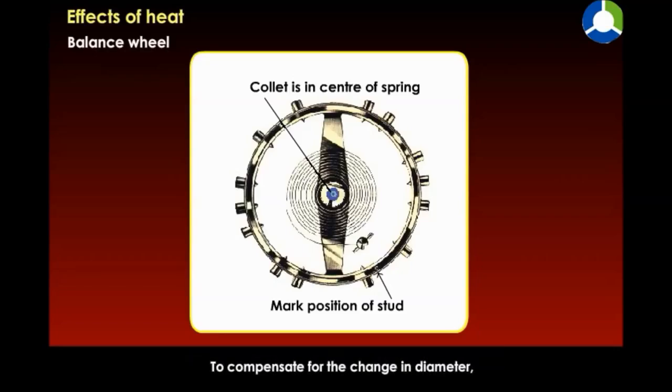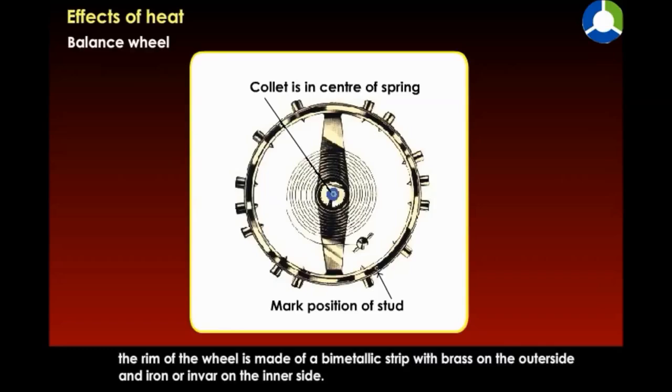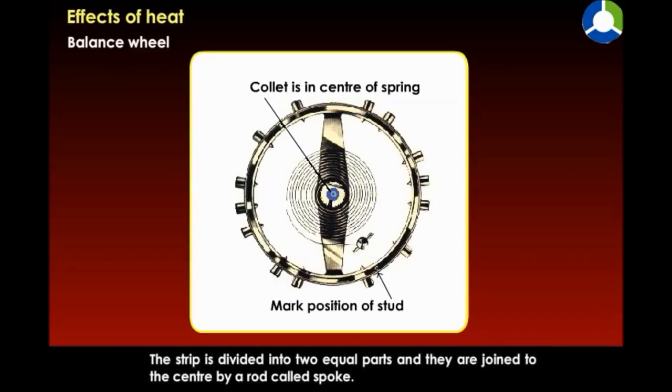To compensate for the change in diameter, the rim of the wheel is made of a bimetallic strip with brass on the outer side and iron or invar on the inner side. The strip is divided into two equal parts, and they are joined to the center by a rod called spoke.